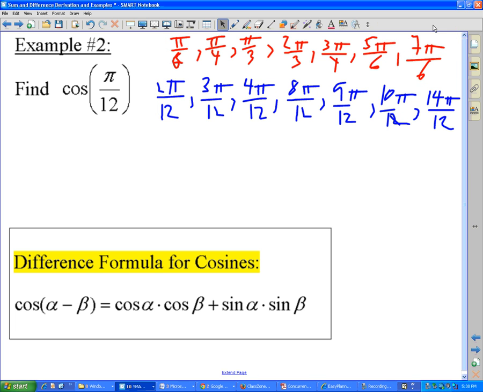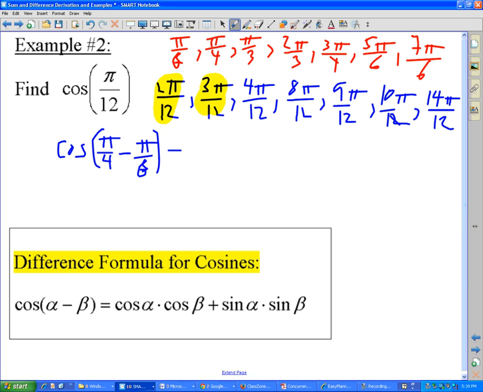So just taking a glance here, it looks to me like we could probably simply do 3 pi over 12, subtract 2 pi over 12. I mean, there are definitely other ways to do it: 4 pi over 12 subtract 3 pi over 12, 10 pi over 12 subtract 9 pi over 12. But why not just stick with the easiest possible answers, okay? So cosine of 3 pi over 12, which is pi over 4, subtract 2 pi over 12, which is pi over 6.